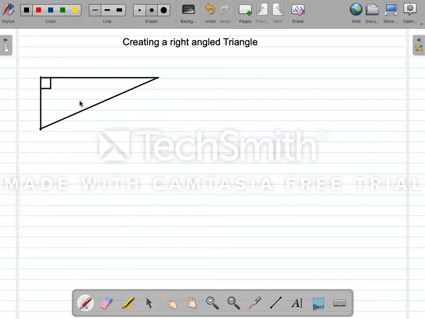Now, the only thing you can make up in creating your own right angle triangle are two things, okay? You could make up two side lengths, or you could make up one side length and one angle. You can only make up two things. If you make up more than two things, then it could not be an actual triangle, okay? So we're just gonna make up two things.